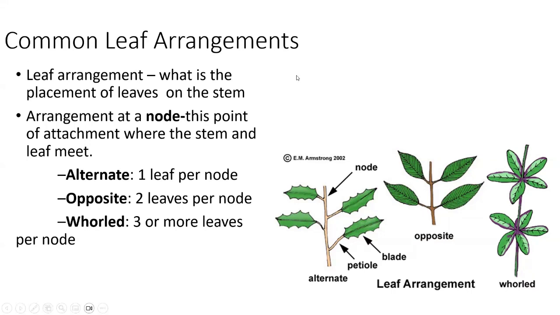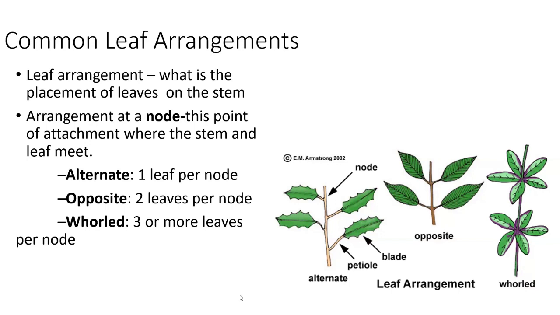So I want to talk a little bit about some common leaf arrangements. Common leaf arrangements. So first off, what is leaf arrangement? Why is it important? A leaf arrangement is basically the placement of a leaf on the stem, and the arrangement at the node of a plant. A node is that point of attachment where the stem and the leaf or the petiole meet.